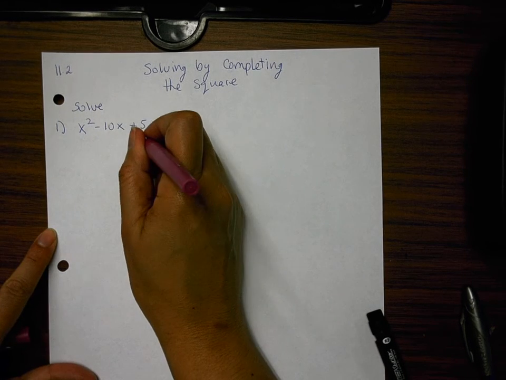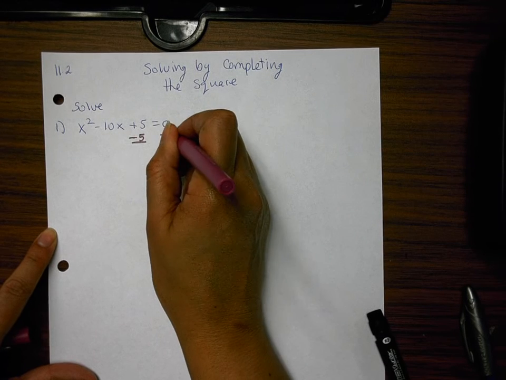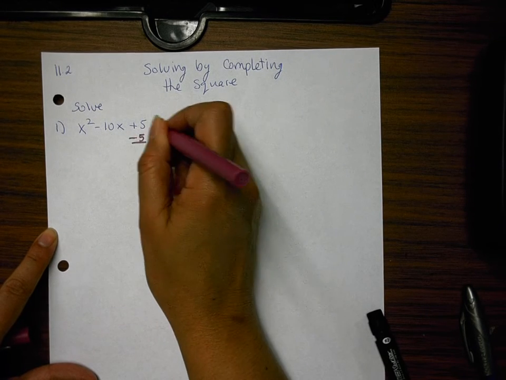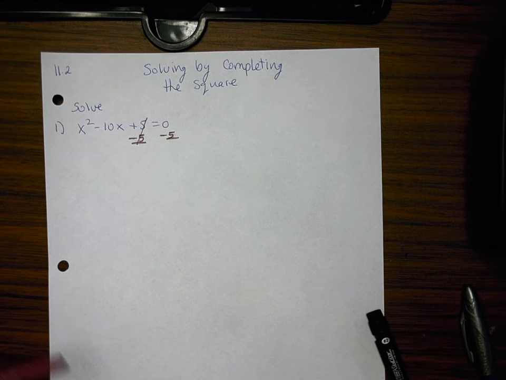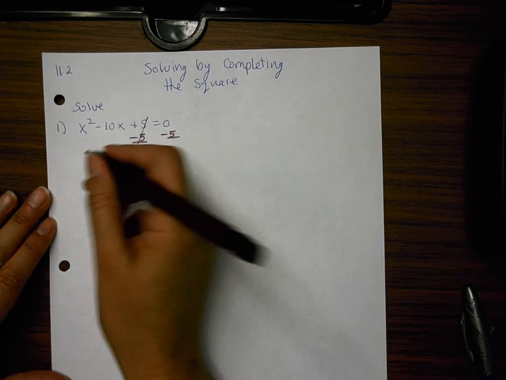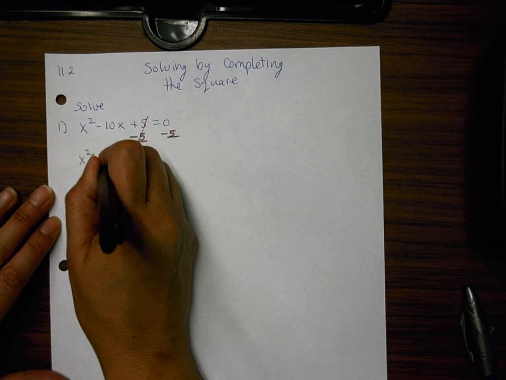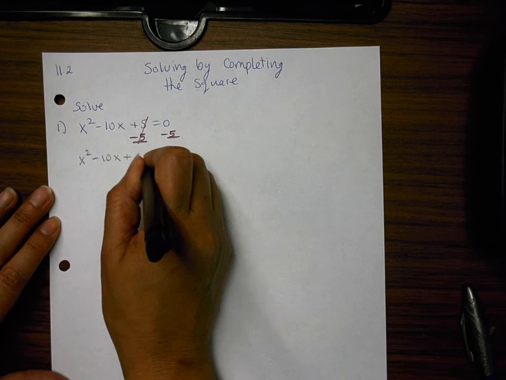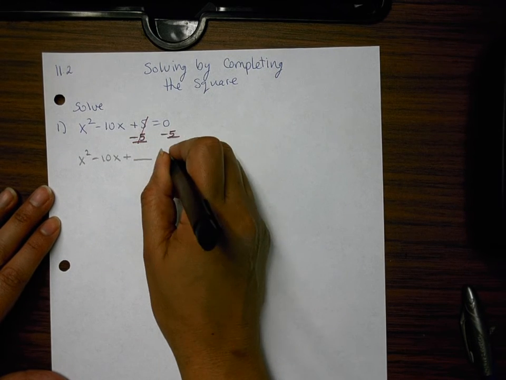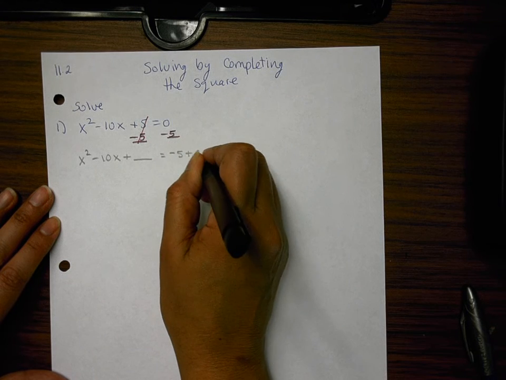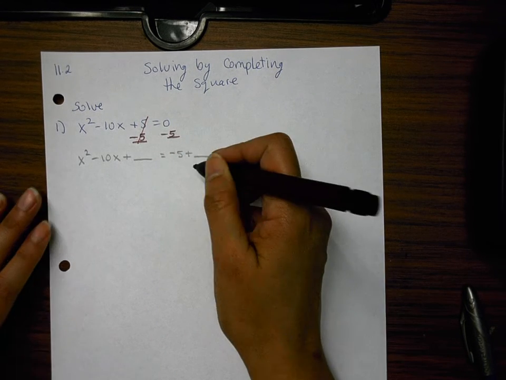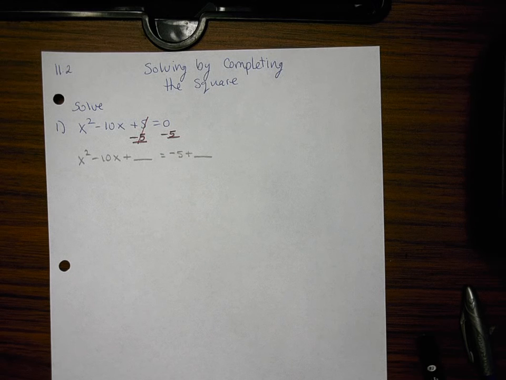Now, when we subtract 5, the difference with today's lesson is 0 and 5 are like terms. We don't have to put y minus 5 like we did in our previous lesson. X squared minus 10x plus blank equals 0 minus 5 is negative 5, and remember, what I add to one side I must add to the other, so I put a plus blank there as well.